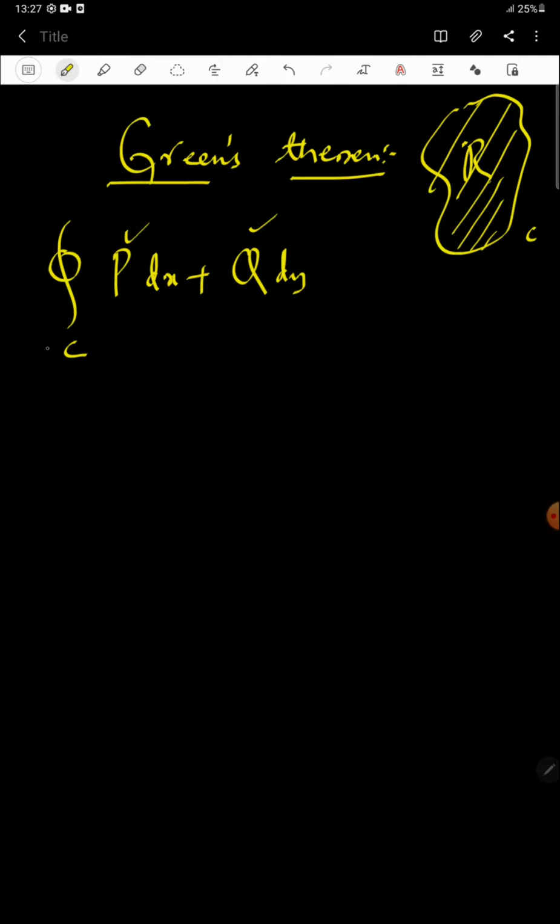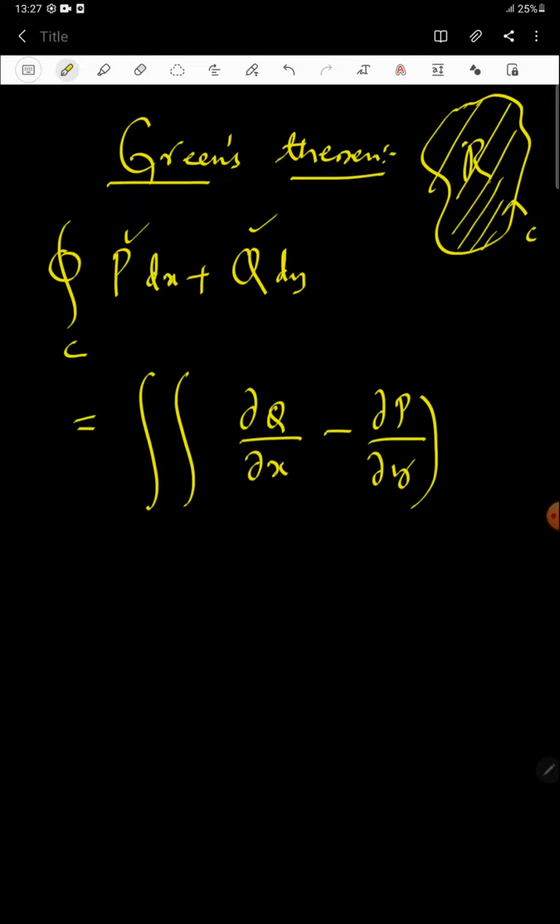Then the line integral calculated for the outer boundary C is equal to the double integral calculated for ∂Q/∂x minus ∂P/∂y for this region R, dx dy. This is the statement of Green's theorem. Now let us verify this Green's theorem for one small problem.